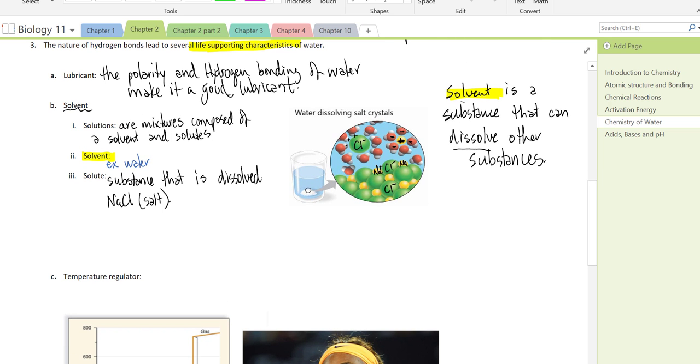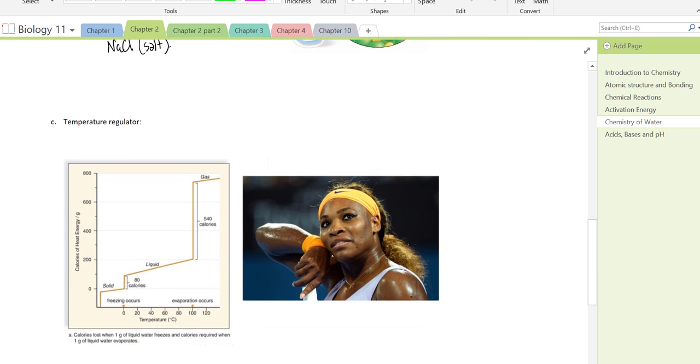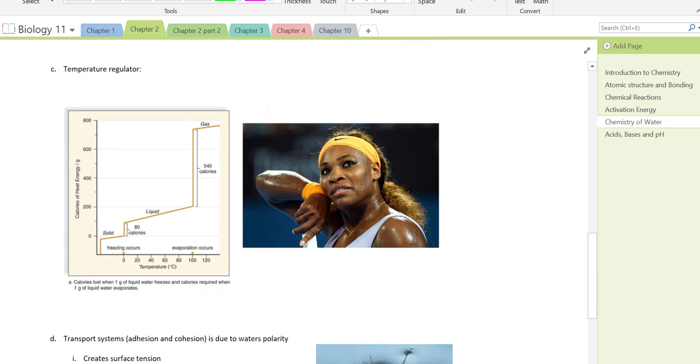So water is a great lubricant, water is a great solvent, and all of that is because of its polarity, right? What about the next one? The next one: water is a great temperature regulator, and we've talked about this in class already, right? When our body heats up, what do we do? We sweat. Well, why is water such a great temperature regulator? This graph might look confusing, but let's just break it down simply.